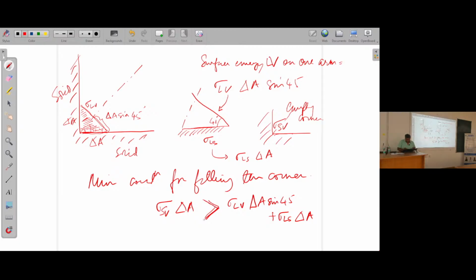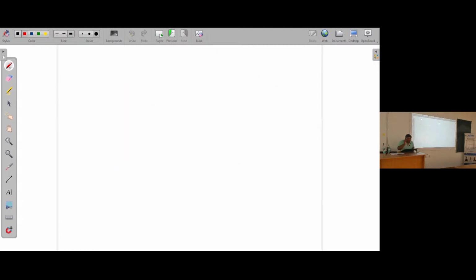If the net energy imposed by liquid vapor surface tension and liquid solid surface tension is greater than the solid vapor surface tension, it won't fill the corner. It won't fill the corner at all. So what we can do is, if we just look at this, it's a very simple exercise next. I'm just going to go to the next page. So just to repeat, sigma SV is greater than sigma SL plus sigma LV sine 45.